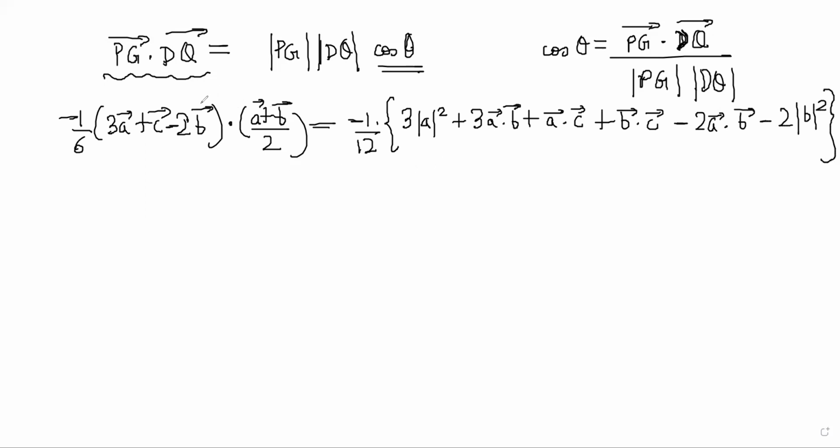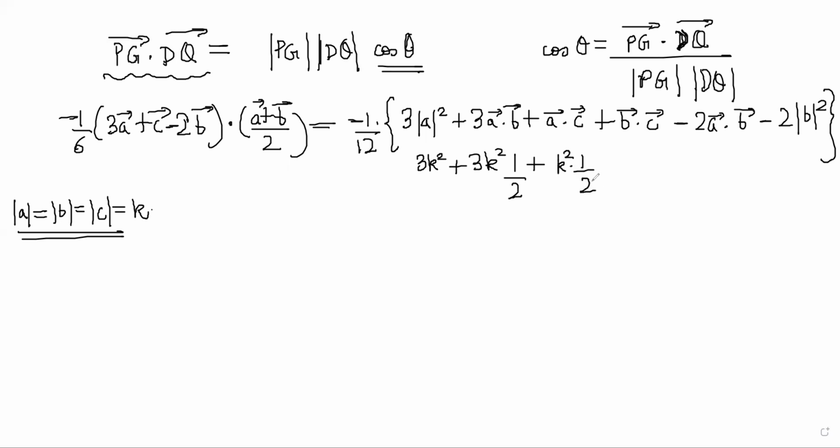Now, since it is a regular tetrahedron, let's take mod a is equal to mod b is equal to mod c is equal to k. The length of each edge is the same. So we get here 3k square plus 3k square cos 60, as 60 is the angle between a and b. So half plus k square and half for a and c, cos 60 again, plus k square and half again cos 60, minus 2k square into half, minus 2k square. So this is the expression that we are getting here, minus 1 by 12 of this.